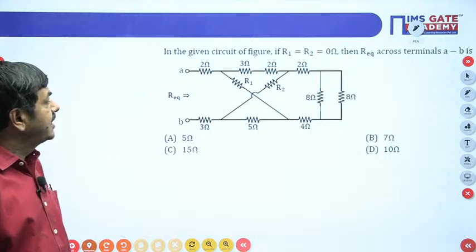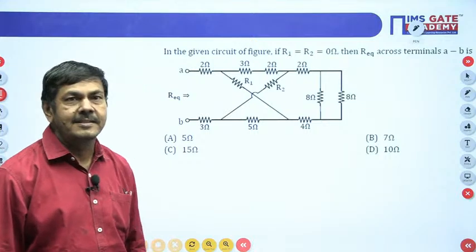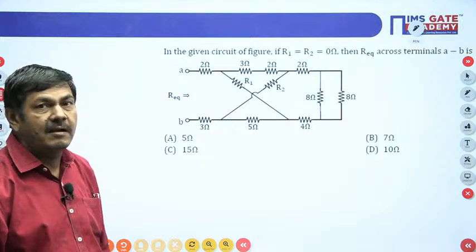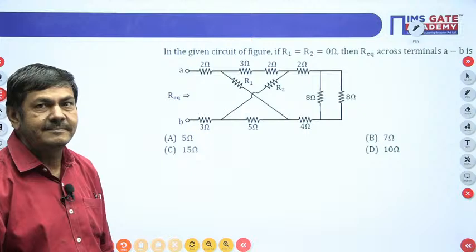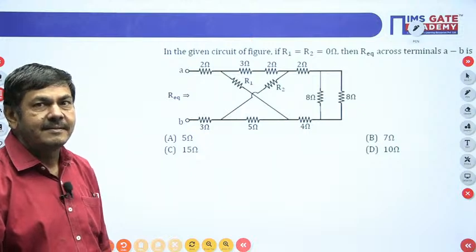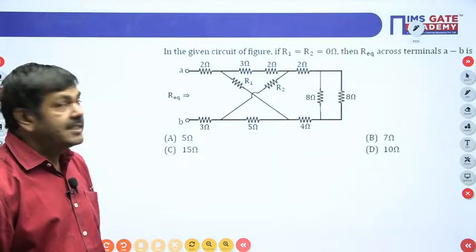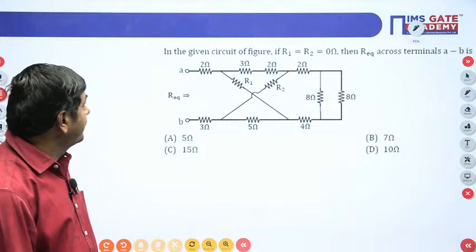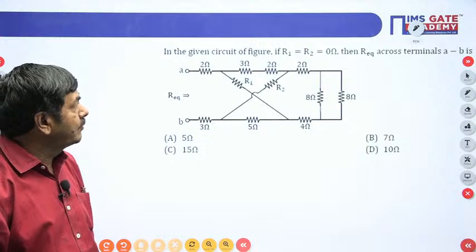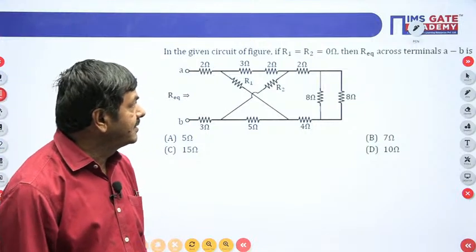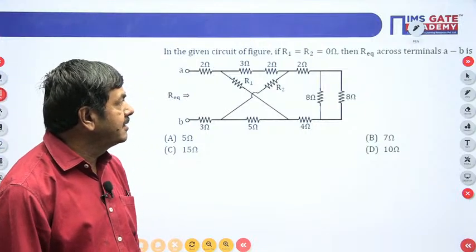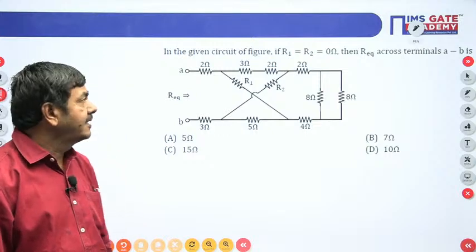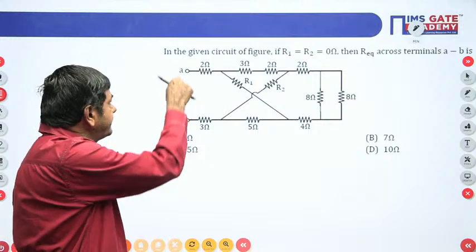Any student can do this question without my help. Is it possible to tackle this question without my help or not? You please check it. But what is given in this particular problem? In the given circuit of figure, if R1 equal to R2 equal to 0 ohm, then find R equivalent across terminals AB. It is asking to find the resistance across this AB.